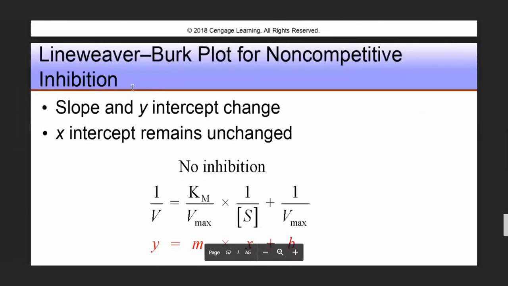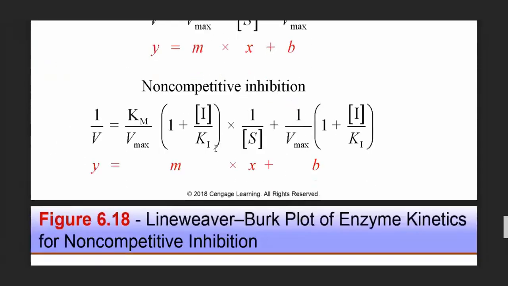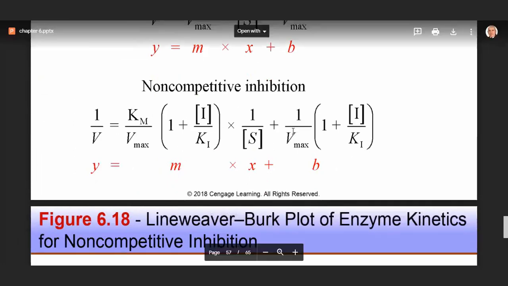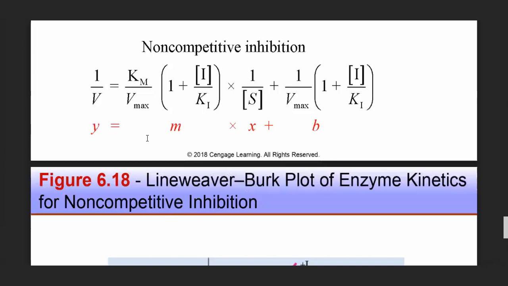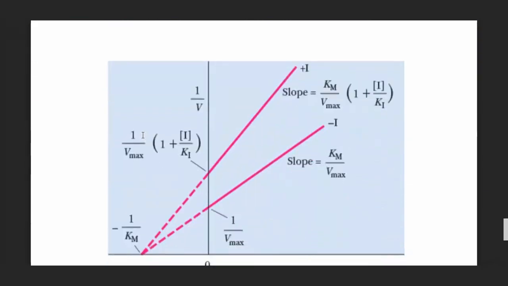And this is the form of the Lineweaver-Burk equation. Now the slope and y-intercept change, while the x-intercept remains unchanged. And here alpha is multiplied both by the slope and by the y-intercept, as you can see. Now, what is the shape of the Lineweaver-Burk plot?